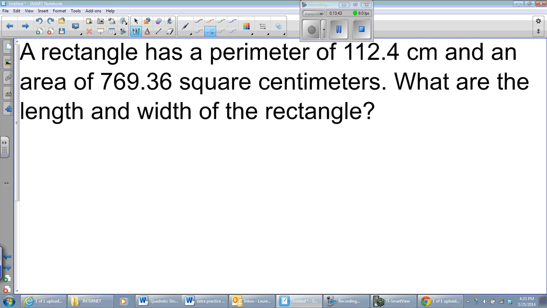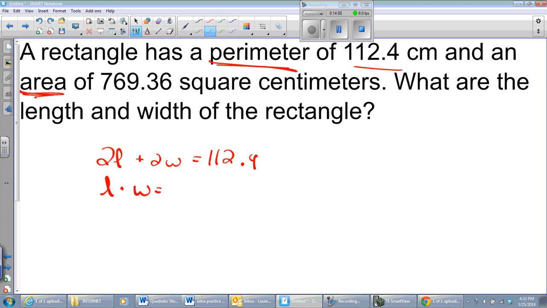All right, a rectangle has a perimeter. Oh, isn't that twice the length plus twice the width? And it equals 112 4/10. Okay, and an area, oh, that's length times width, of this.